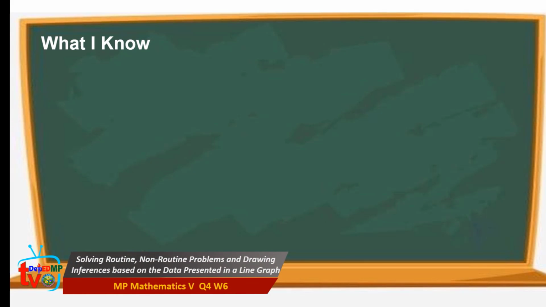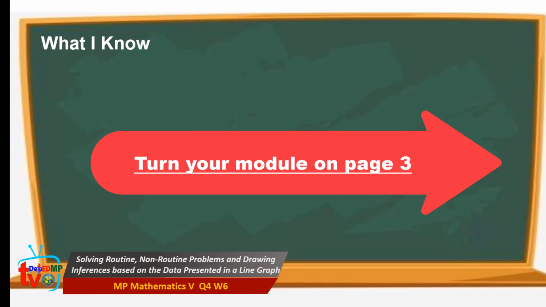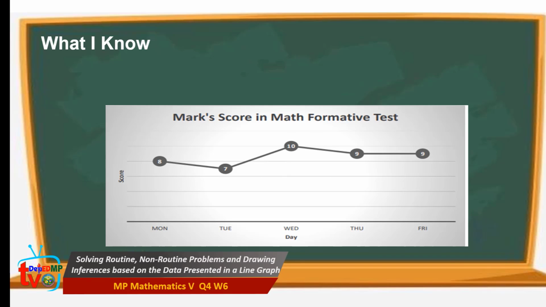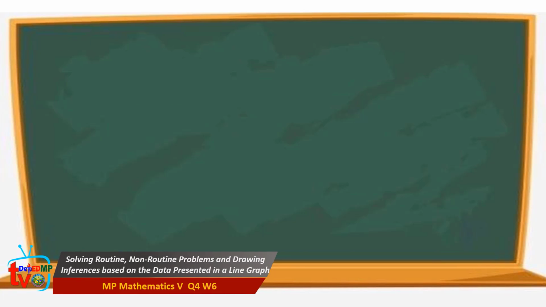Turn your module to page 3. Let us study the graph with the help of the given questions. Write only the letter of the correct answer in your notebook. The title of the graph is Mark Score in Math Formative Test. So Mark score on Monday is 8. On Tuesday, 7. Wednesday, 10. Thursday, 9. And Friday is 9.